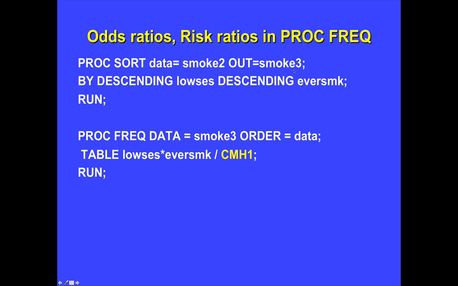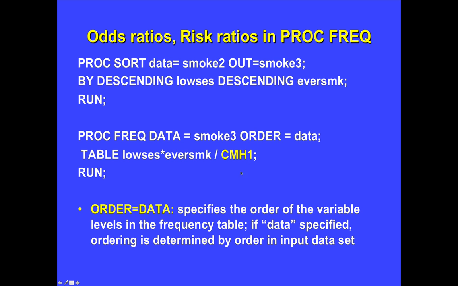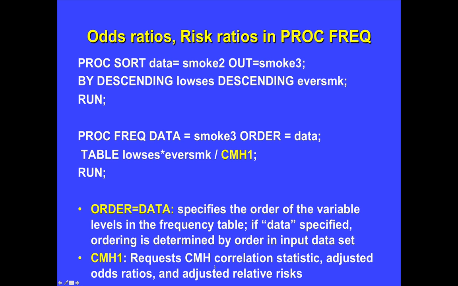And you can see up here that I output the sorted data set to a new SAS data set named SMOKE3, which means down below I need to specify SMOKE3 as the data set to run the frequency procedure on. And then you should specify the order equal data option. This is a new option that we haven't discussed yet. And in the table statement, you can request the CMH1 option. So the CMH1 option will request various additional statistics, which includes odds ratios and relative risks. And the order equal data option simply tells SAS how to correctly create the 2x2 table so that the odds ratios and risk ratios are calculated correctly.